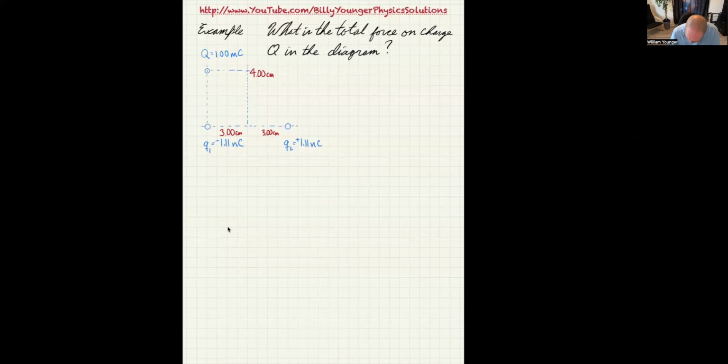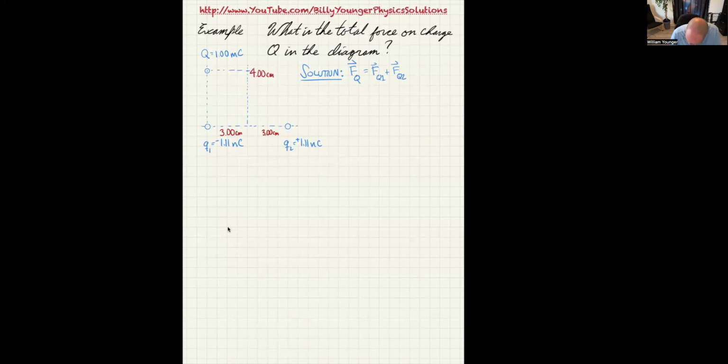So I'm going to start off by writing solution. To make this work, we have to understand how forces behave, and they behave like vectors. So the total force on charge Q, I'll just call FQ, is the force on Q due to charge Q1, which I'll call FQ1, plus the force on Q due to charge lowercase q2, which I'm going to call FQ2. So that's how I work that.